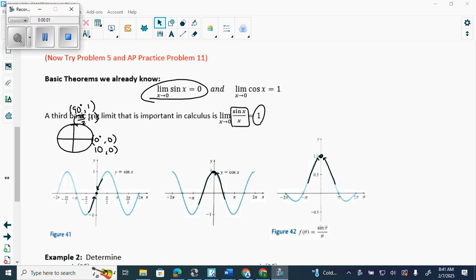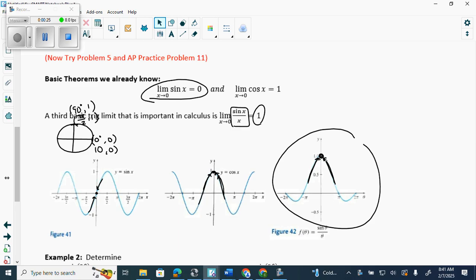Basic theorems. As sine x approaches 0, we have 0. As cos x approaches 0, it goes to 1. And when we put sine x over x into our calculator, we get a non-permissible value, or open dot, at 0, but from the left and the right, it approaches 1. So if I can ever get an equation into sine x over x, I can say that as it approaches 0, I can say 1, correct?